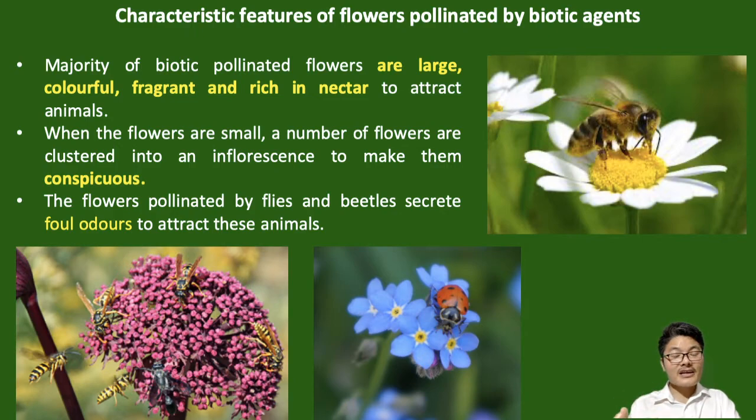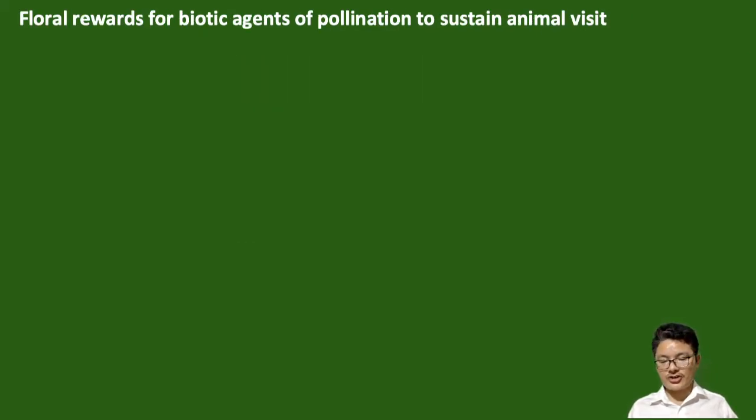Usually beetle and fly pollinated flowers produce a foul odor in order to attract them. So these are the characteristic features of flowers which are pollinated by biotic agents of pollination.